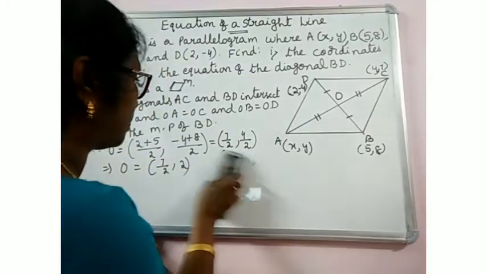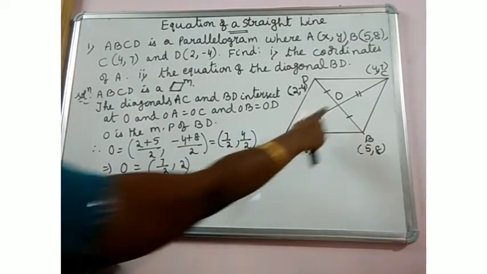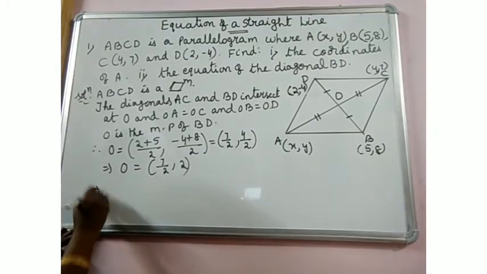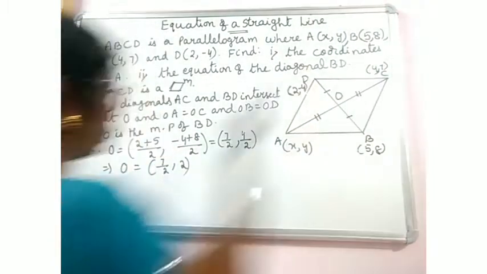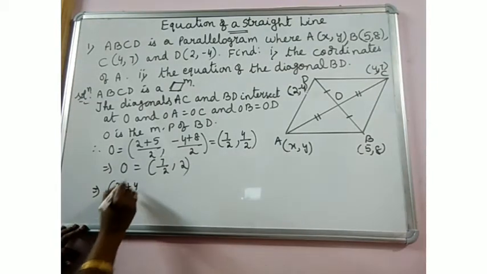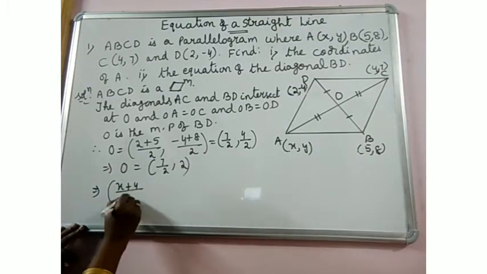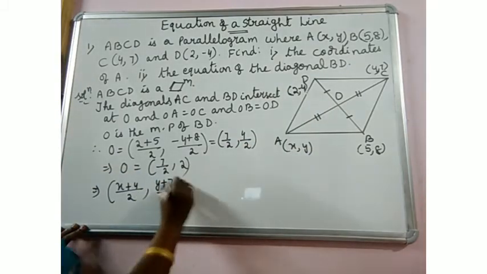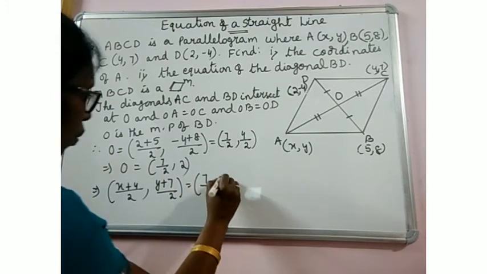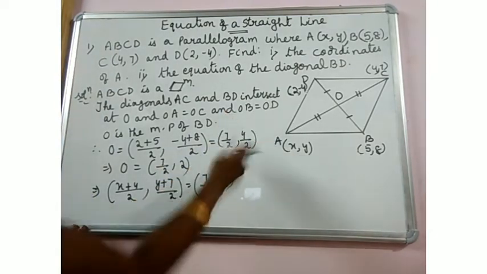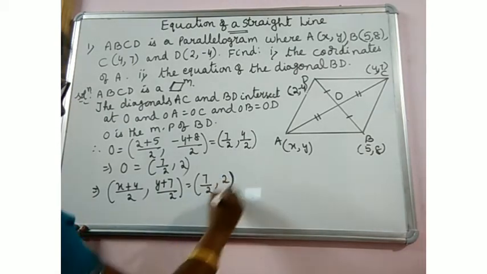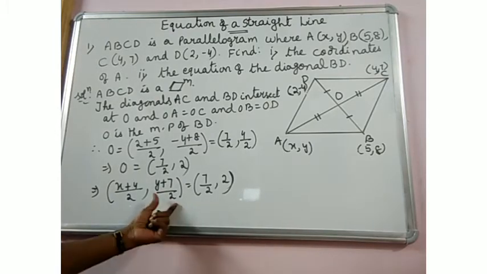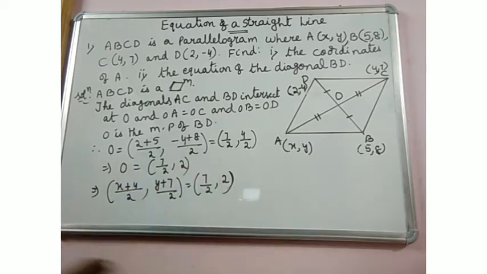Let me clear here. O is also the midpoint of AC. So this implies ((x plus 4) by 2, (y plus 7) by 2) is equal to (7 by 2, 2). That means (x plus 4) by 2 is equal to 7 by 2, and (y plus 7) by 2 is equal to 2.